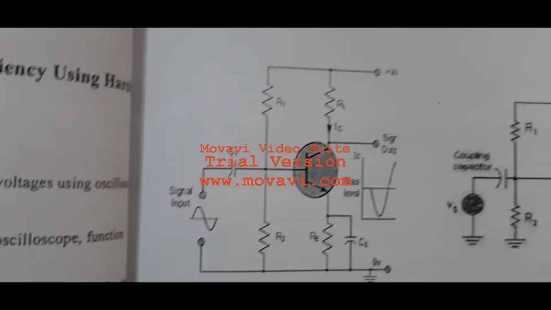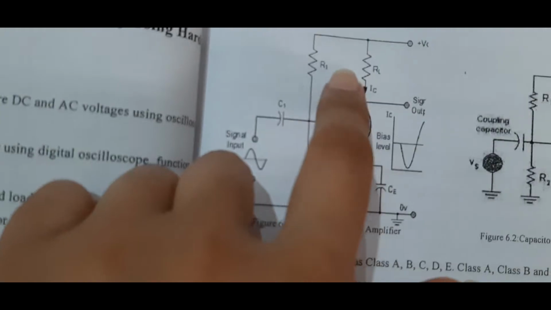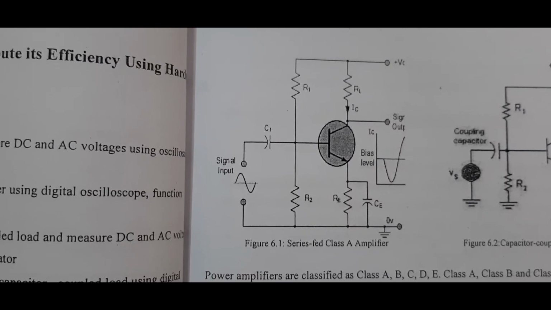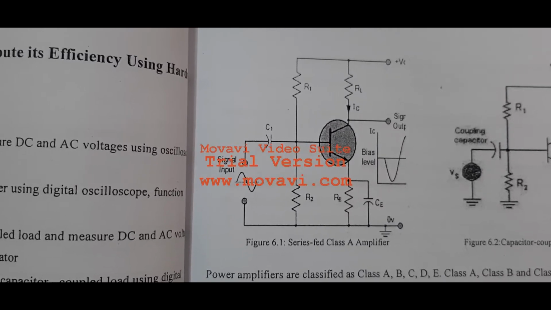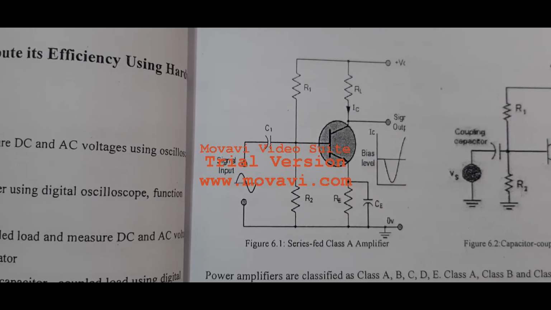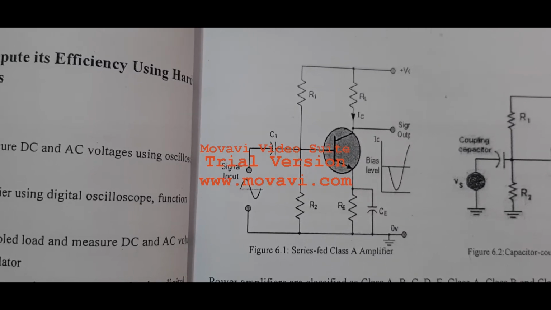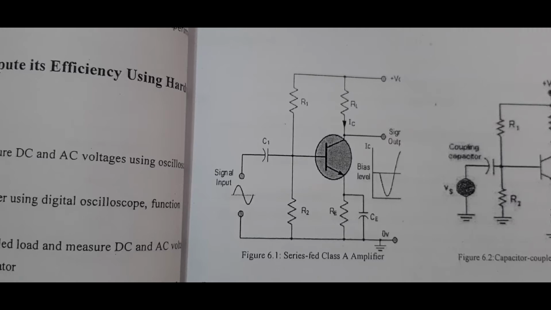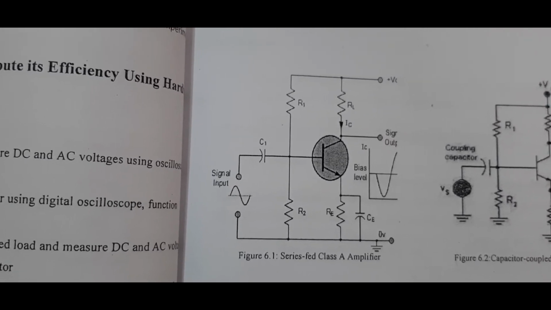In this amplifier, RC is used as the load resistance. The transistor is biased at VCE equal to VCC by 2, which is midway between saturation and cutoff, which permits the maximum output voltage, and the output can vary through a full VCC cycle. The output is in the transistor active region during a full cycle, that is the 360 degrees of the input sine wave.